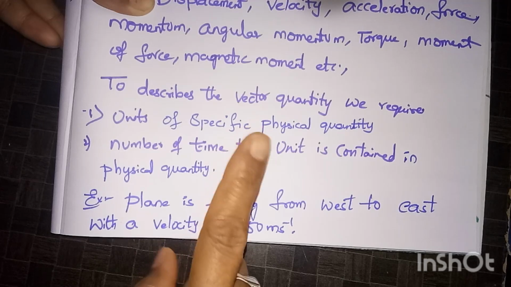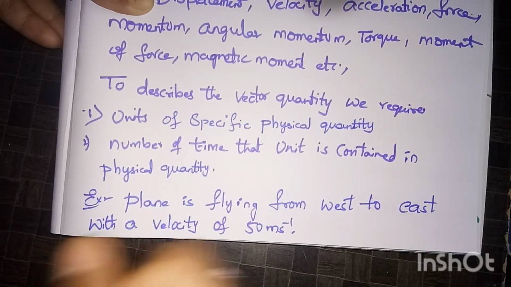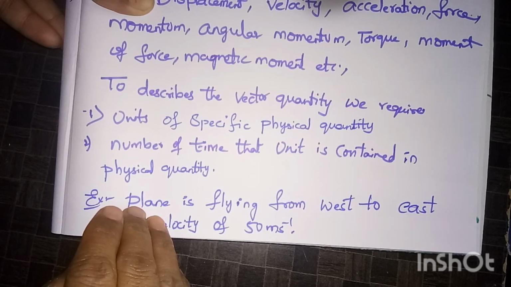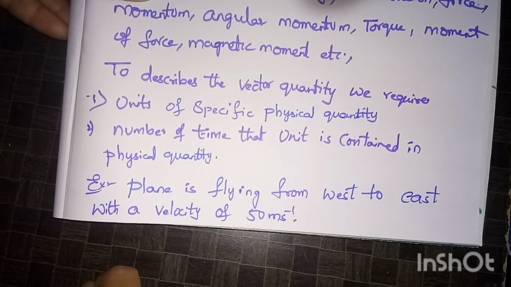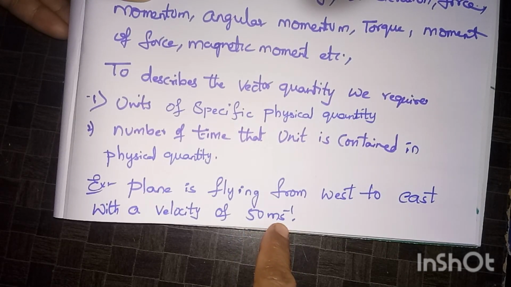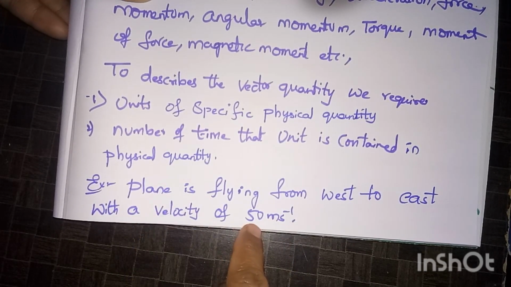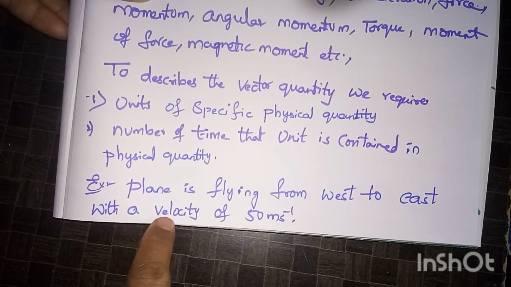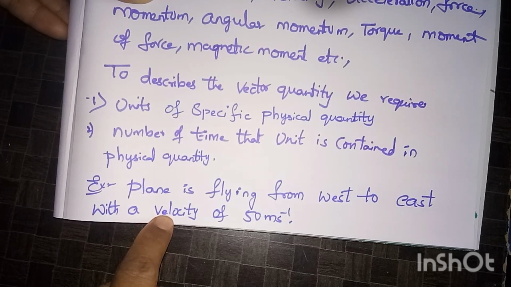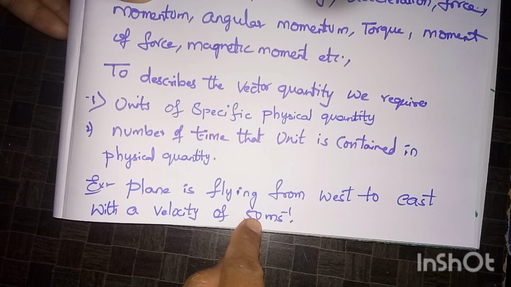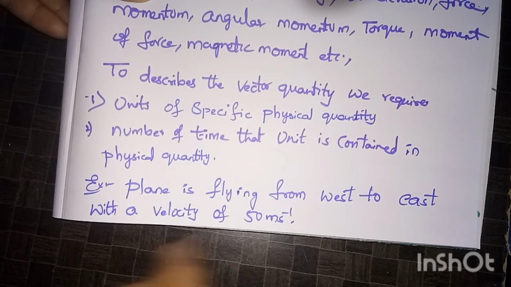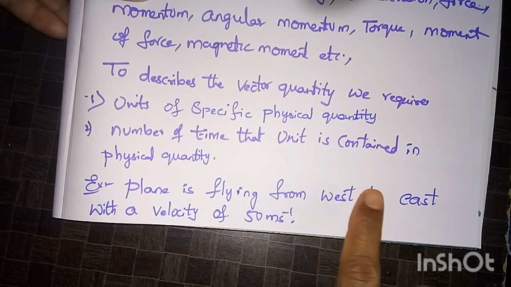But one important thing is to identify which is a vector quantity and which is a scalar quantity. A plane is flying from west to east with a velocity of 50 meter per second. Here meter per second is the unit of the quantity, that is velocity, and 50 represents the number of times the unit is contained in the velocity. West to east is where we are representing direction.